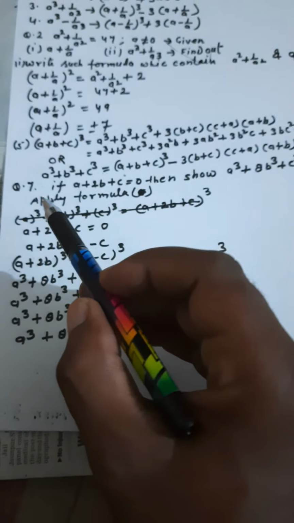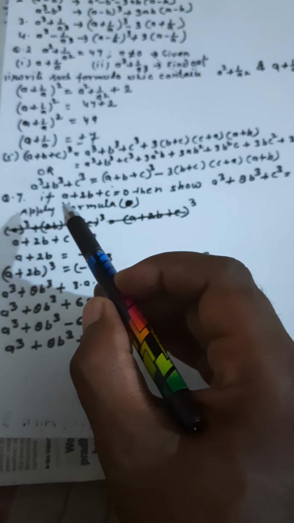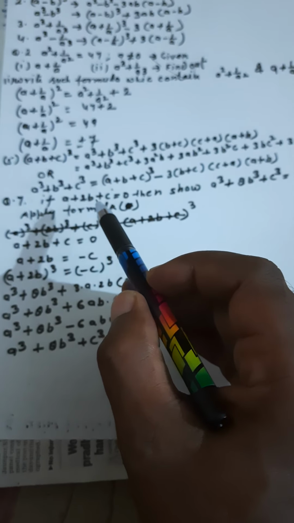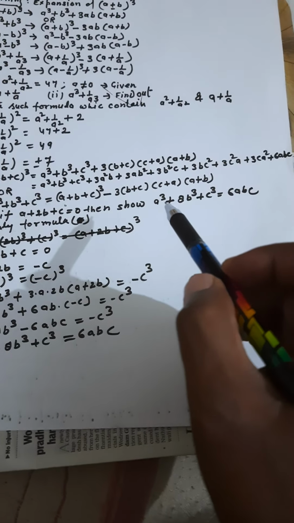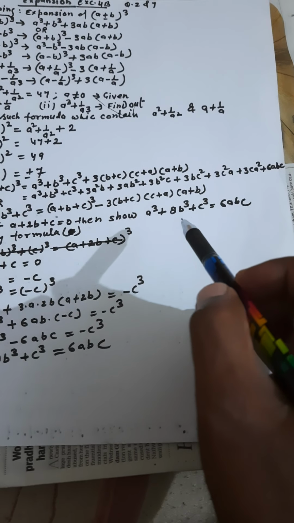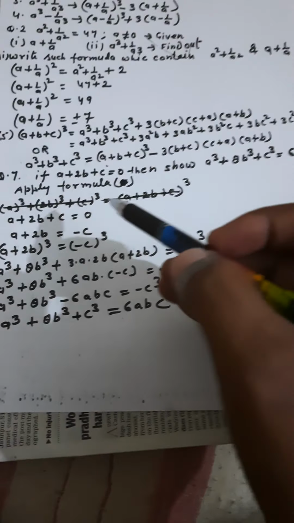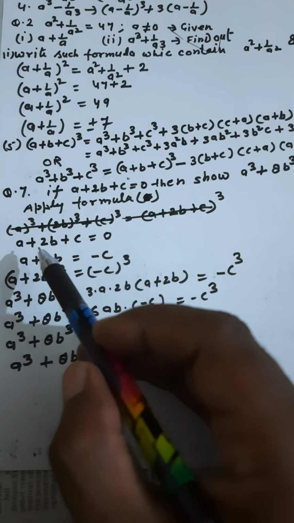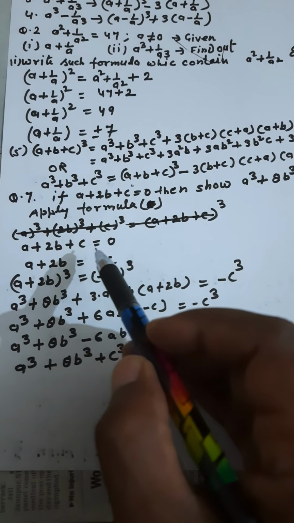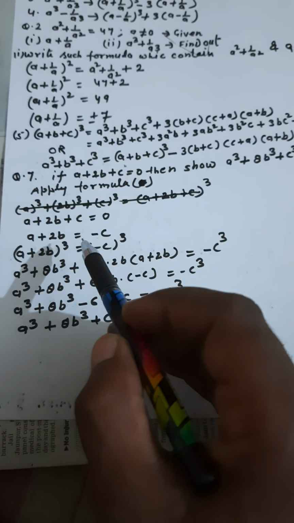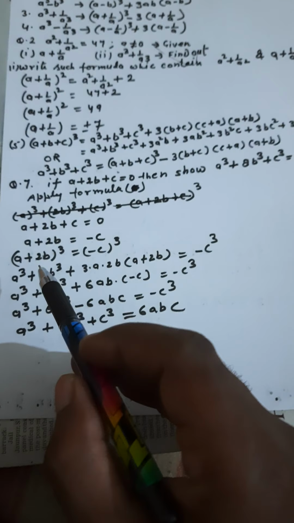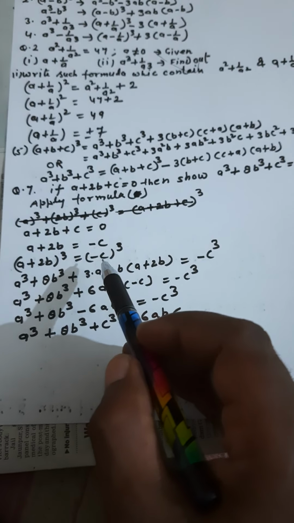Now I am going to solve question number 7. If a + 2b + c = 0, then show that a³ + 8b³ + c³ = 6abc. So how will you do these questions? You write a + 2b + c = 0, it is given. So it can be written as a + 2b = −c. Then (a + 2b)³ = (−c)³.